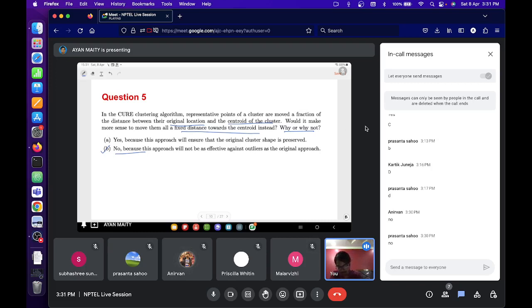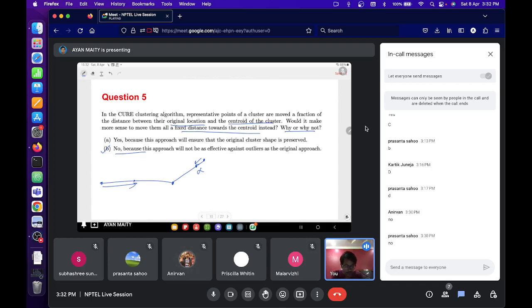So in CURE, as you have already learned from the video lectures, if this is the centroid and this is a representative point, we move this representative point to a new location. This representative point is not a real point. By using some fraction alpha, we move this point towards the centroid. So the further the representative point is, the more the movement. So if the point is here, then the movement will be much more.